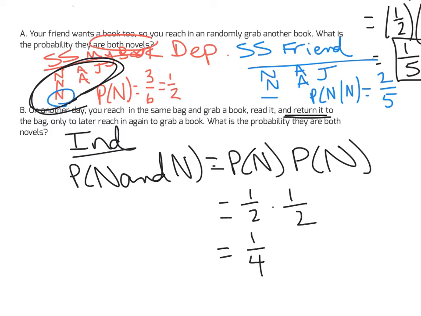So it is 1/4. So you can see, even though in both situations we wanted 2 novels, because one was independent and one was dependent, it changes the likelihood of things happening.